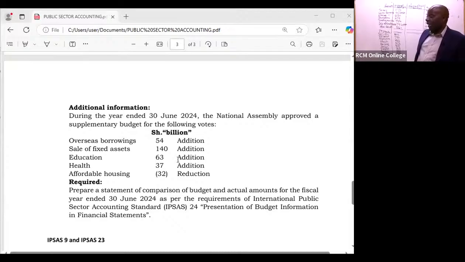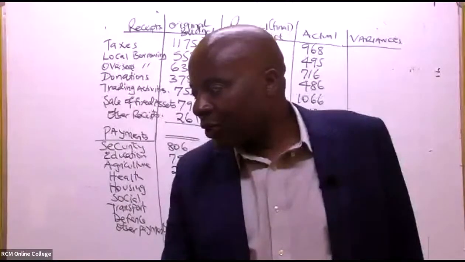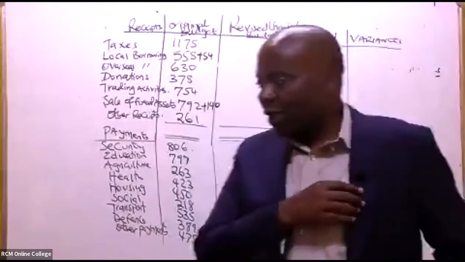During the year ended 30th June 2024, the National Assembly approved a supplementary budget for the following votes. So you can see that for education, we had 63 addition.